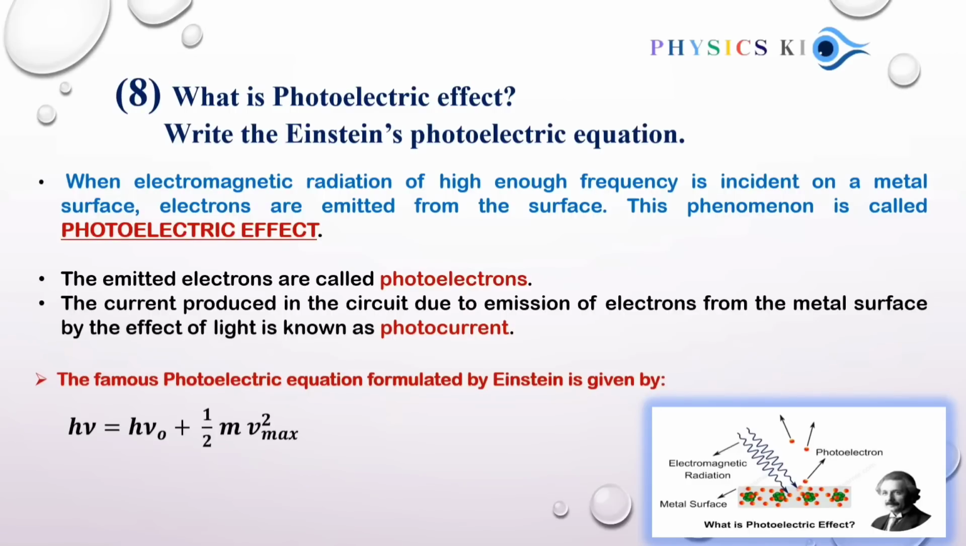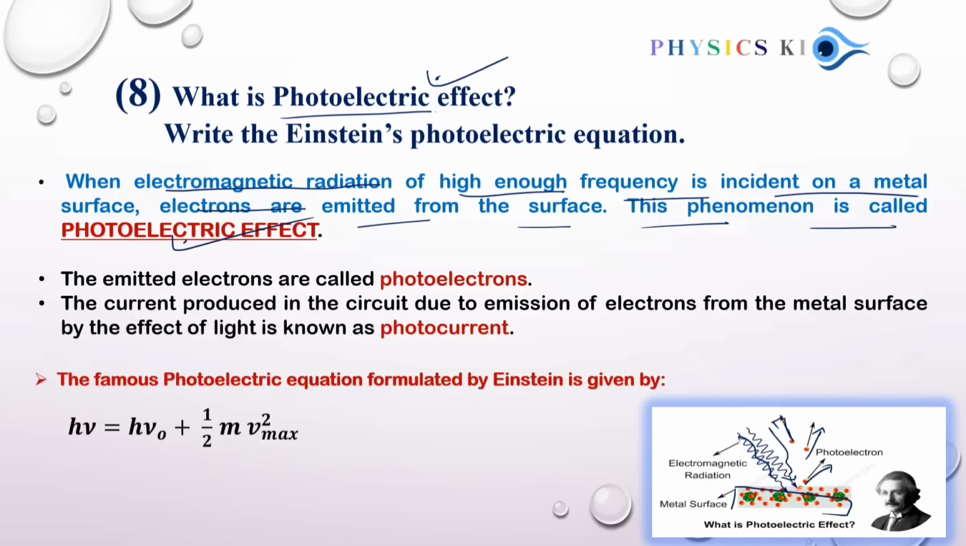Next, what is the photoelectric effect? So in this photoelectric effect, just draw a very rough diagram of a metal, and whenever light falls on the metal material, electrons are ejected from the metal surface. That is the law. When electromagnetic radiation, that means light of a high enough frequency, is incident on a metal, electrons are emitted from the surface. This phenomenon is called the photoelectric effect.